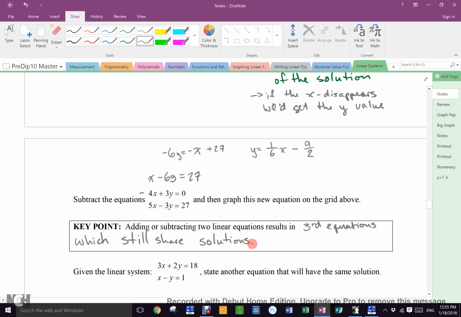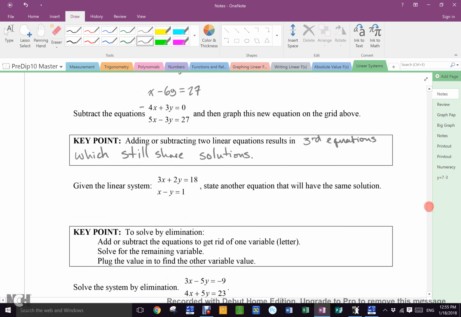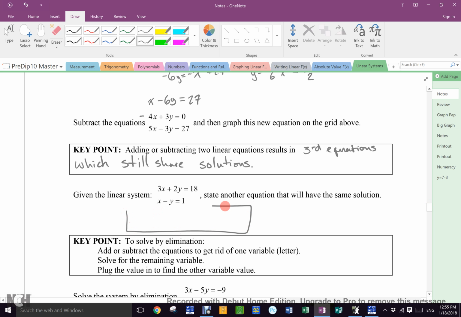All right, so now how many answers could you write in there? Read the instruction and tell me how many different answers you could put in there. Infinite. Why? Because you can have a lot of different things with the same solution. I can multiply these by anything, or I can add them, or I can subtract them. Does everybody understand? Yes.